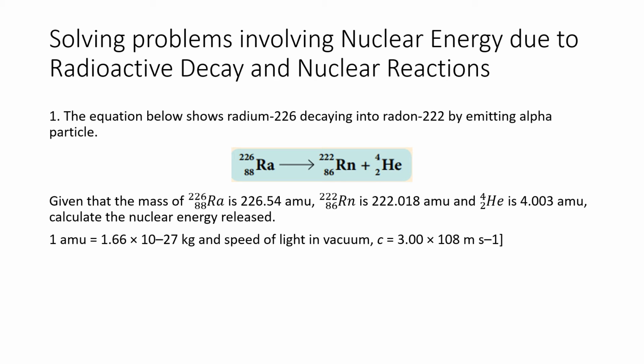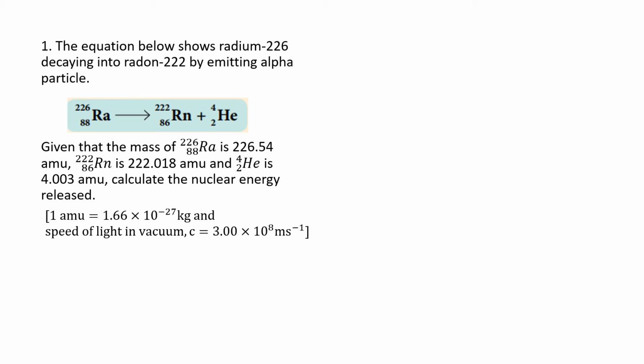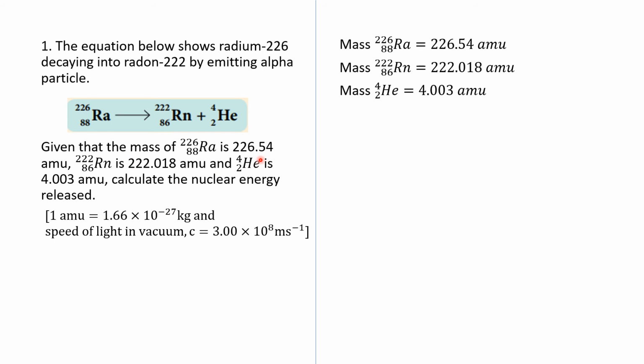Okay, how to solve this problem? In solving the problems, first of all, you need to identify the problem. So the problem here is to calculate the nuclear energy release. And then after that, you need to identify the information given. So you list out all the masses given.